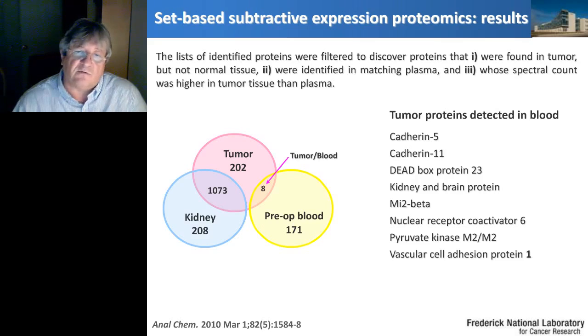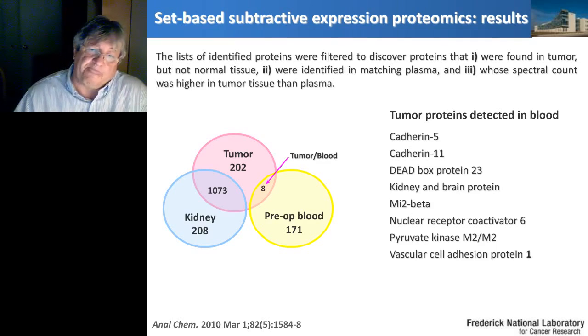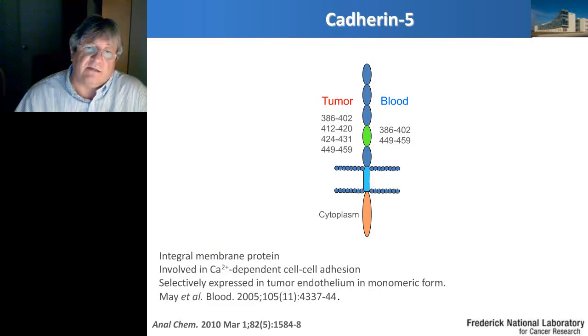You can see most of those are membrane proteins. Some of them are most probably not renal carcinoma specific, like pyruvate kinase, but some of them definitely should be considered as tumor proteins that can be identified by mass spec. So that was our proof of principle study.